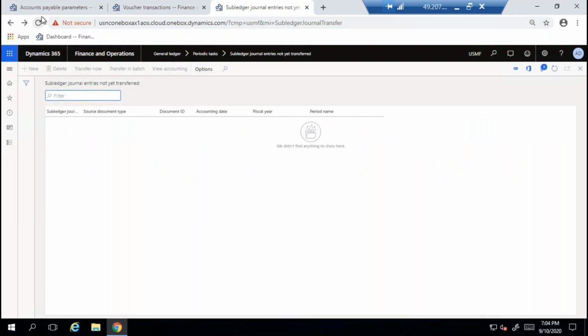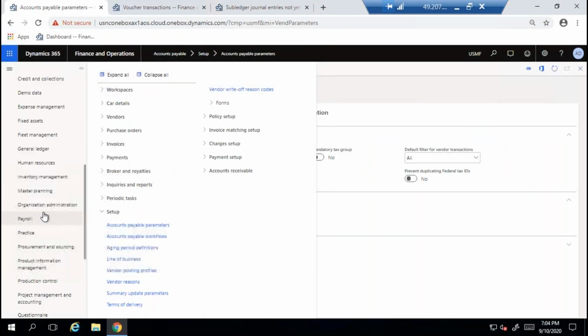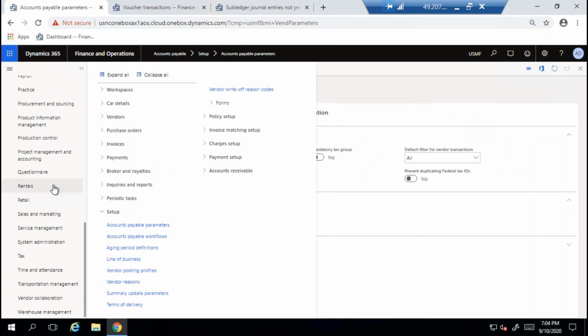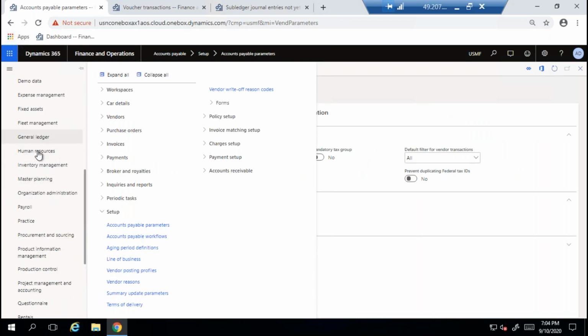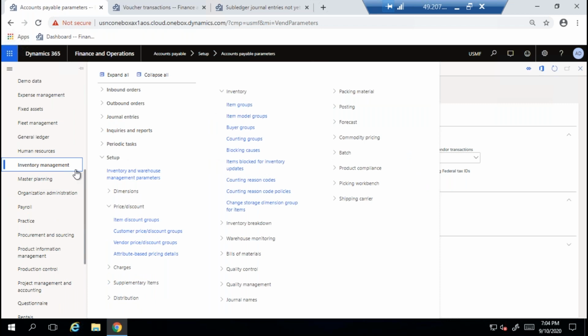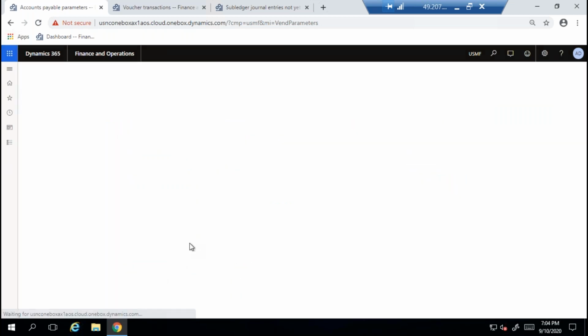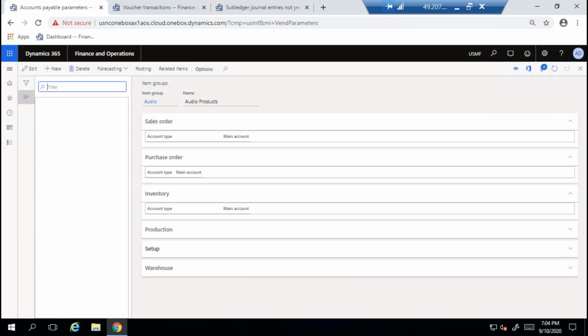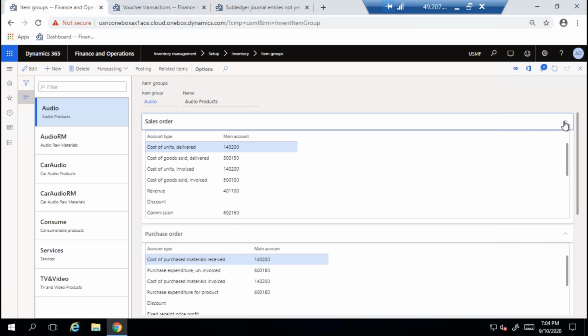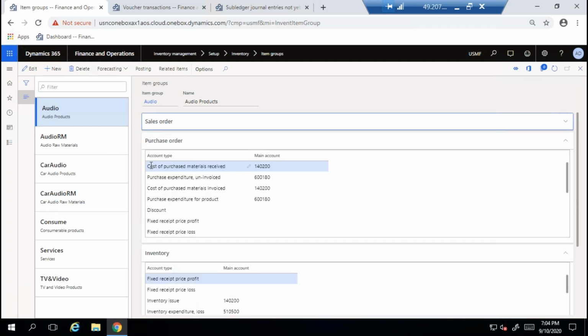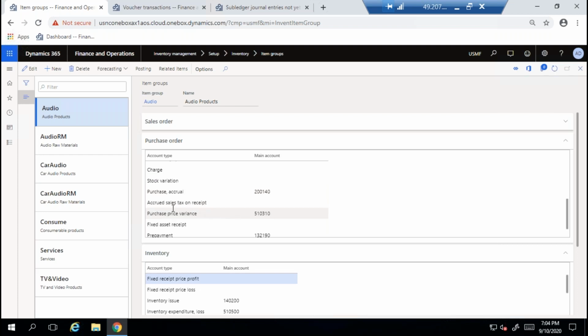Let me go to this item group, inventory management setup, inventory item groups. We know item is tagged to item group. In this item group, this is cost of materials received, purchase expenditure uninvoiced, and purchase accrual.